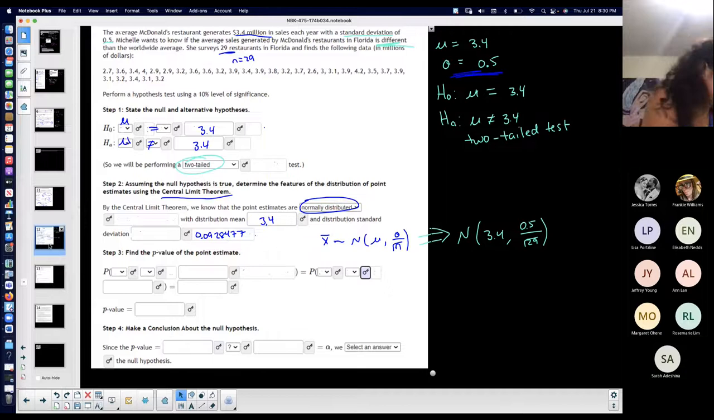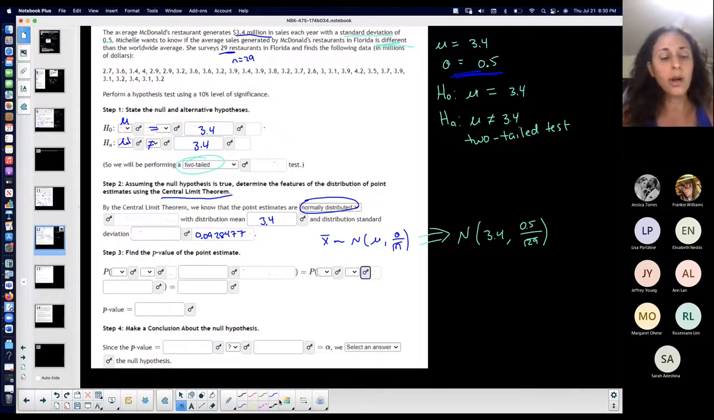So the first drop down is either p-tick, which is p-hat, or x-bar. So like sample proportion or sample mean. And your point estimate is always, if you're doing a test about a population mean, then your point estimate is going to be a sample mean. If your hypothesis test is based on a population proportion, then your point estimate will be a sample proportion. And that just makes sense, right?